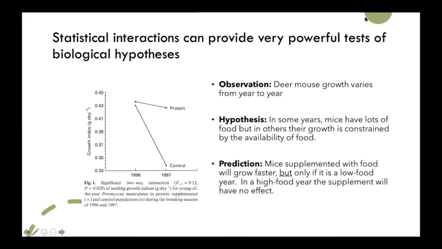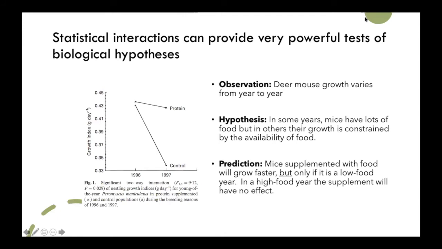I'd made the observation that the growth rates of deer mice varied a lot from one year to the next. And I hypothesized that in some years, mice had access to lots of high protein food, which allowed them to grow quickly. But in other years, their growth was constrained by their availability of high protein food. And this allowed me to make the complex prediction that mice supplemented with food would grow faster because of this constraint on their ability to grow because of their lack of dietary protein, but that we would only see this effect of supplementation if the natural levels of food was low.